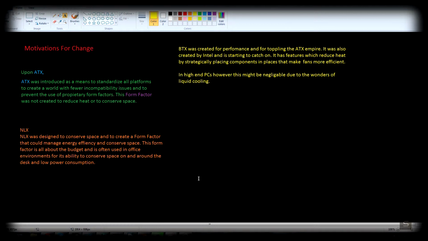BTX was created for performance and for toppling the ATX empire. It was also created by Intel and is starting to catch on. It has features which reduce heat by strategically placing components in places that make fans more efficient. In high-end PCs, I don't see this really having much of an effect due to the wonders of liquid cooling. So, that was a pretty brief history of them.